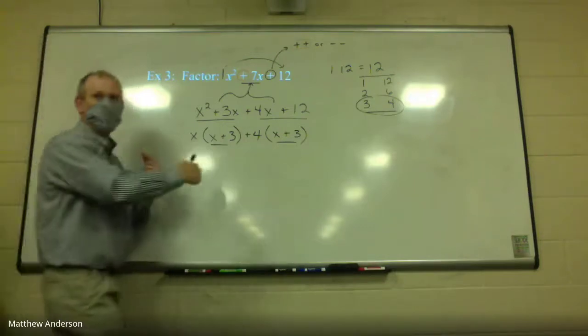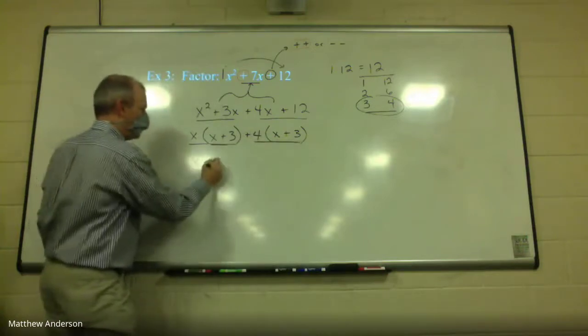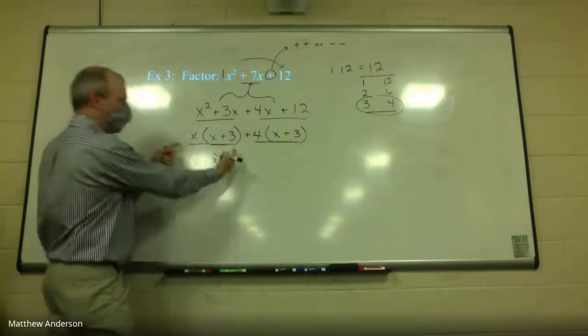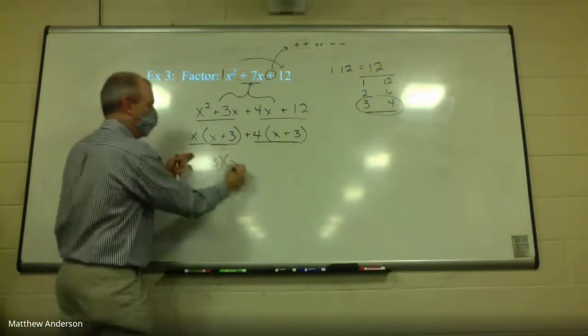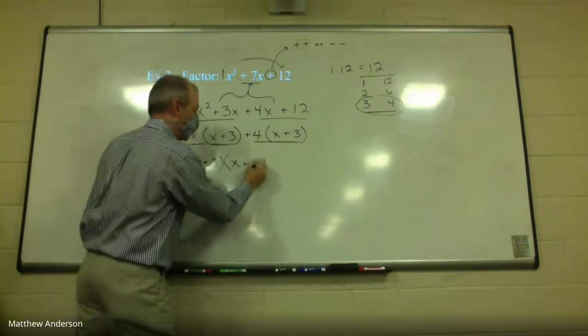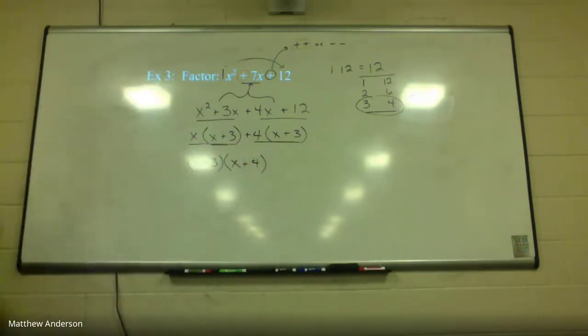All right, so what can we factor out now of the first half and the second half? The x plus 3. What's left when we factor out the x plus 3 right here? An x, and then you're right, a plus 4. And so that x plus 3 times x plus 4 is the factored form of that first piece. Okay? And that's the process. We're just going to do that process over and over again. Okay? So x plus 3 times x plus 4.